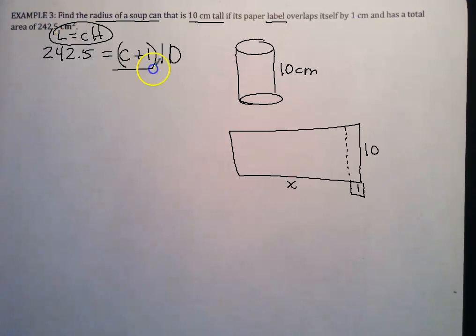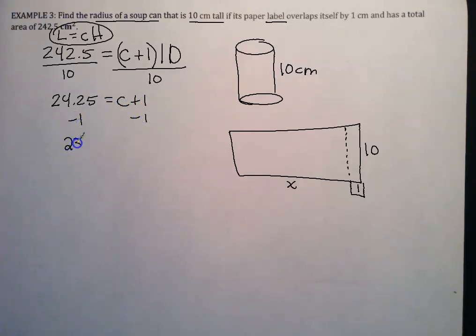24.25. Okay, so time out. We divided by 10 and we got 24.25 equals C plus 1, I heard. Subtract the 1. Thank you. So 23.25 equals the circumference. Okay, that's helpful, but I don't want circumference. I want radius. Yeah, 23.25 equals C, but C stands for circumference. It's asking me for the radius.